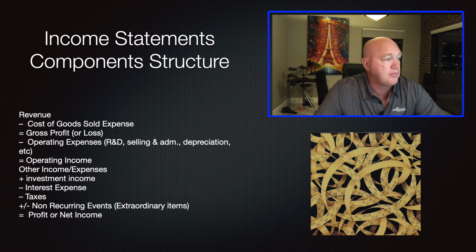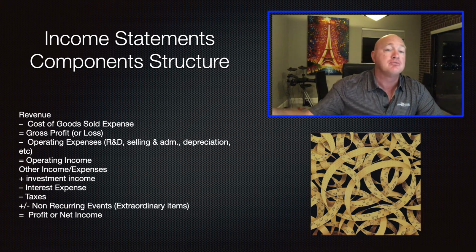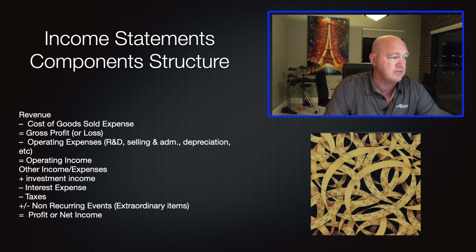So the standard format is revenues, which is the top line. Oftentimes you'll hear, "Top line improved for the company by X." What they're saying is that the revenues have increased. We're going to talk about the definitions for all of these things later. From revenue, you subtract the cost of goods sold. That gives you the gross profit, or sometimes the gross loss, hopefully not. From that, you subtract operating expenses, which includes R&D, selling, administrative, depreciation, and a number of other things. That gives you your operating income. Then you have all other income and expenses. Then you have investment income. Then you subtract interest expense. You subtract taxes.